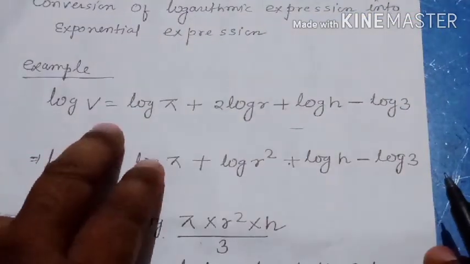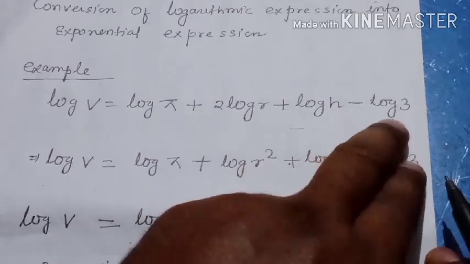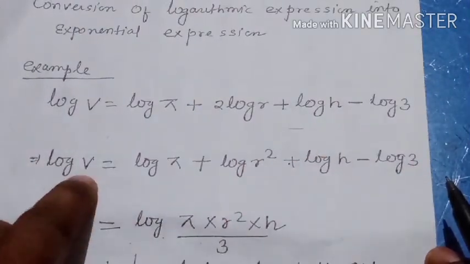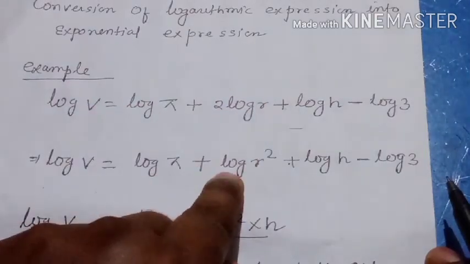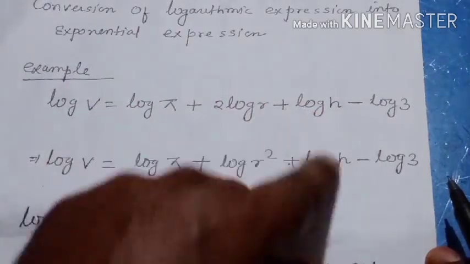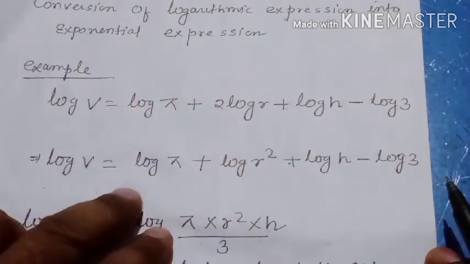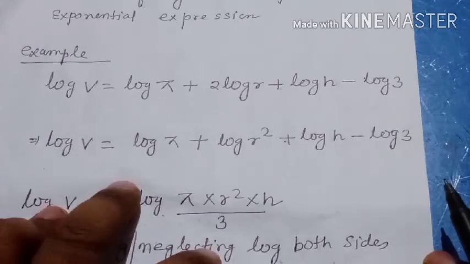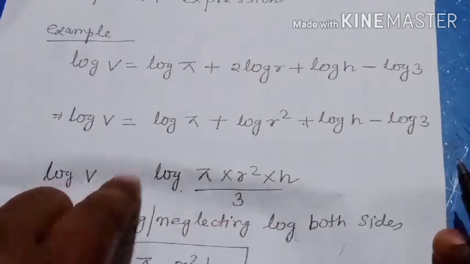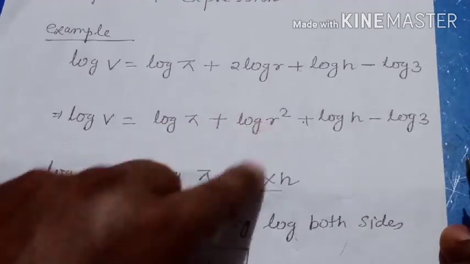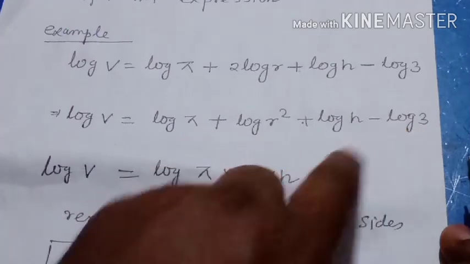Example is given: log v is equal to log pi plus 2 log r plus log h minus log 3. So log v is copied, log pi is copied, and you will find that 2 log r is there. So this 2 will be shifted here, and it will become log r square. This will be as usual log h, and minus log 3. You know that in logarithmic laws, when addition is there, we do multiplication. When subtraction is there, we do division. So log v will be equal to log pi, plus is there so into r square, plus h is there so into h, and minus log 3 is there so it will be by 3.